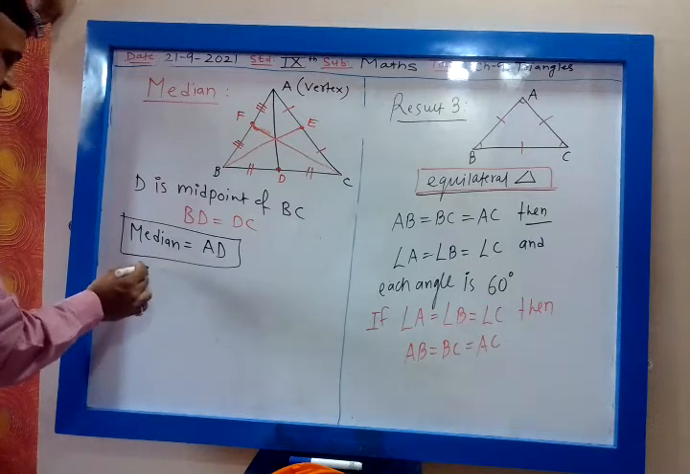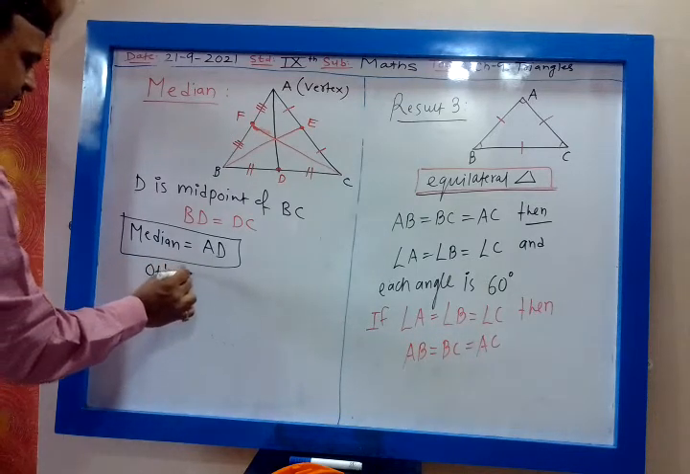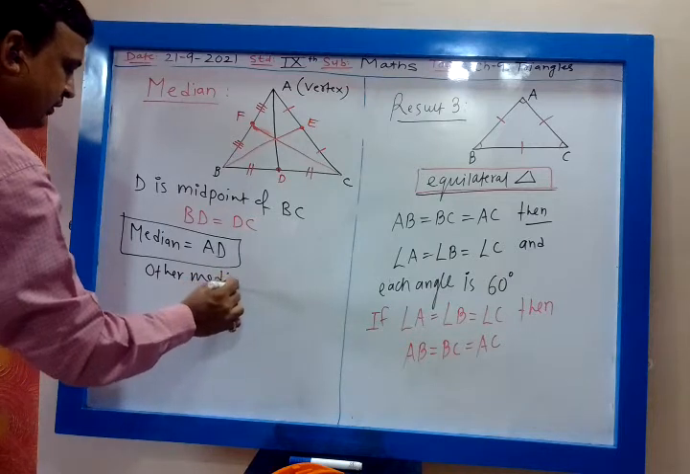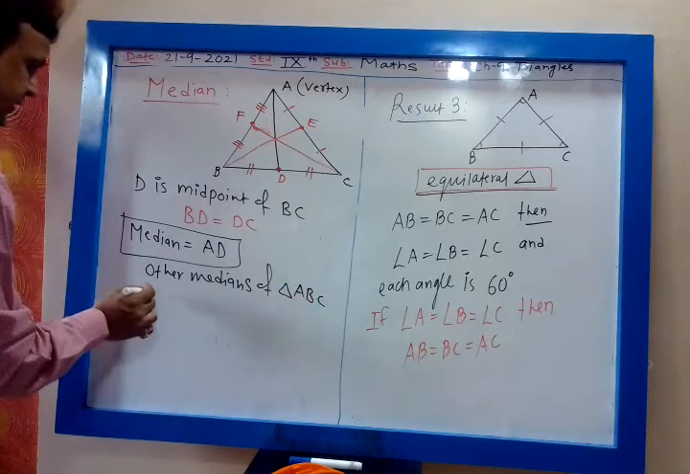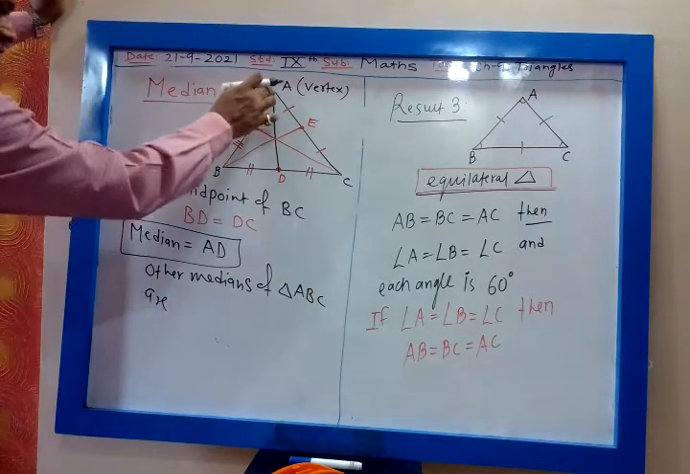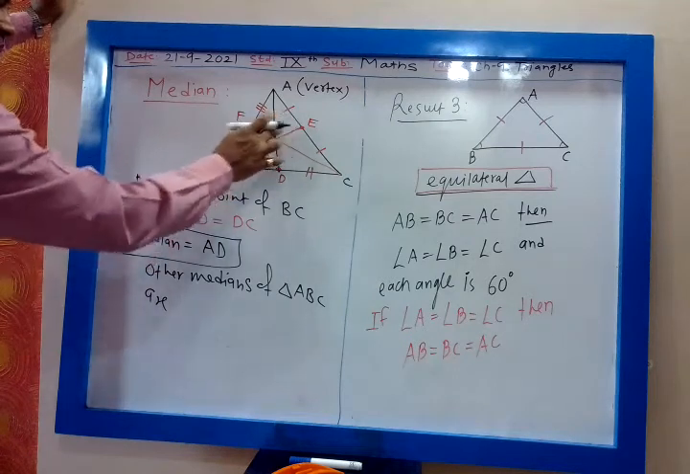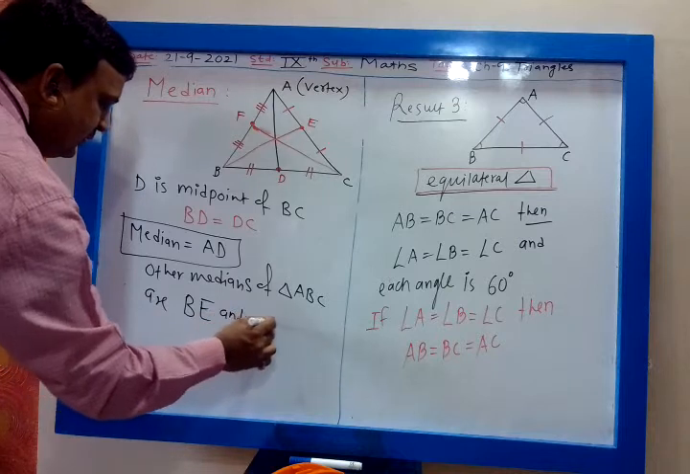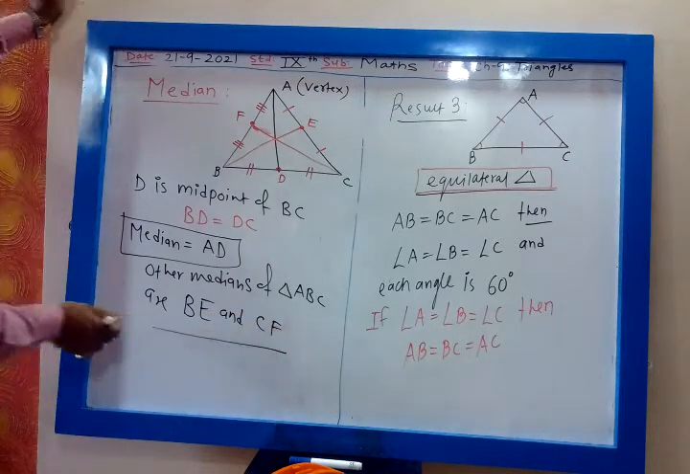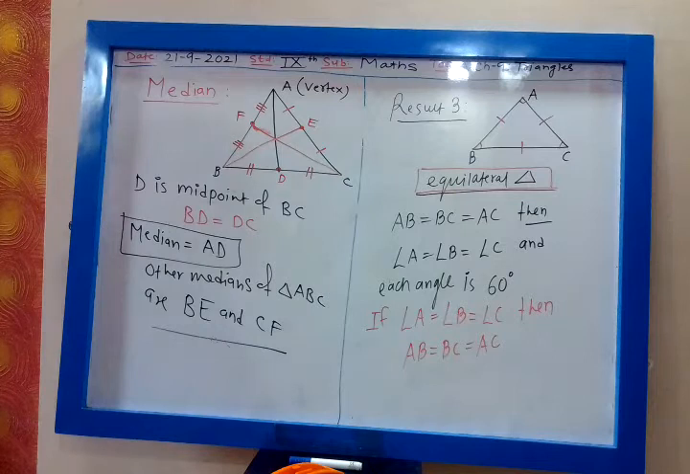So the other medians of triangle ABC are, AD is a median, what are the other medians? BE and CF. They are the other medians. So for a given triangle, there are three medians. Yes, is it clear?